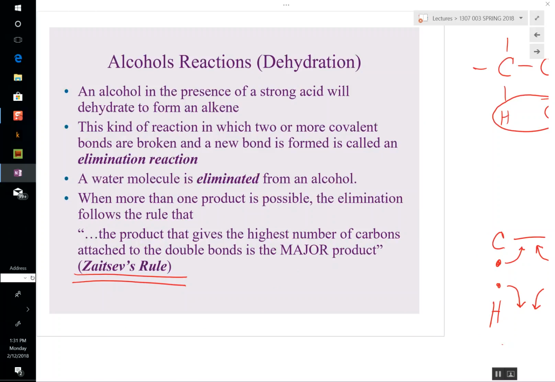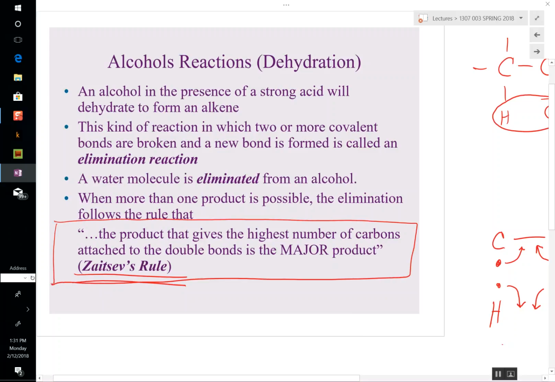Zaitsev's rule. Okay? So you really should be pretty conversant with these 2 rules, Zaitsev's rule and Markovnikov's rule, so that you can predict the major products. That's what I will generally be doing, even on tests and things like that. I'll give you a reaction like the dehydration of an alcohol, and I'll say, draw the major product.